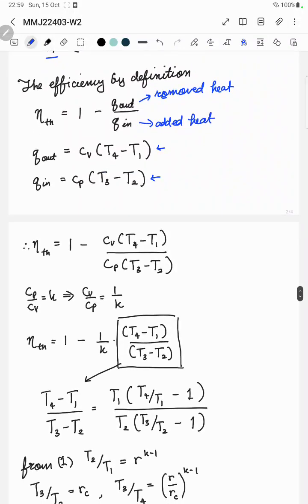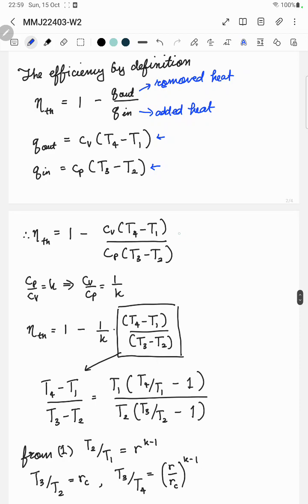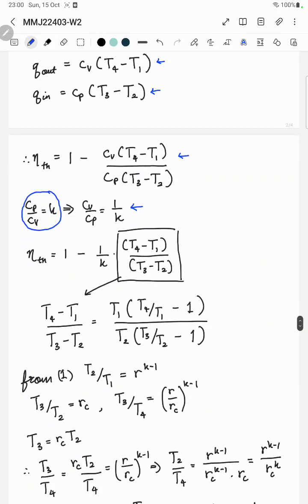And if we again do the algebraic manipulation, we can get to this equation. And remember that Cp over Cv is equal to k. Hence, if Cv divided by Cp, we have the inverse, which is 1 over k. And we may substitute Cv over Cp into our efficiency definition.